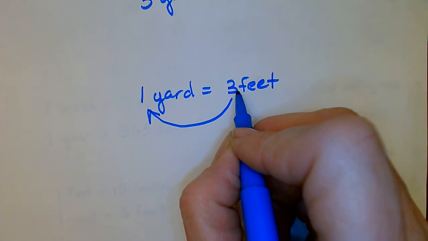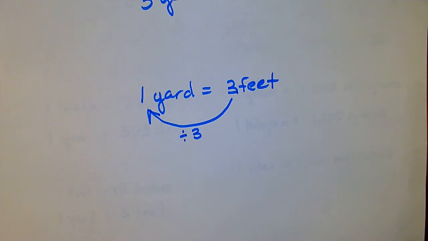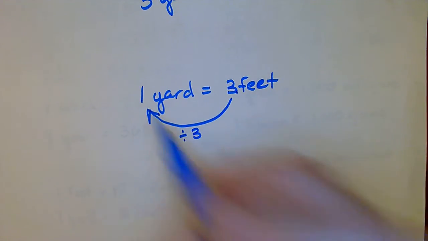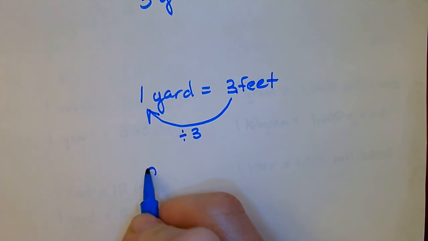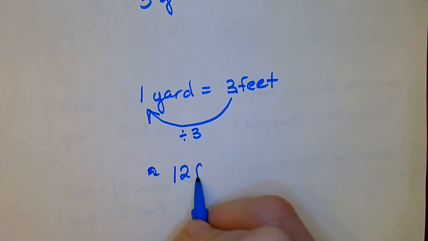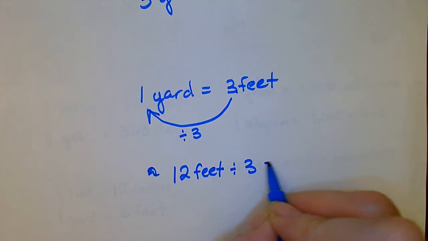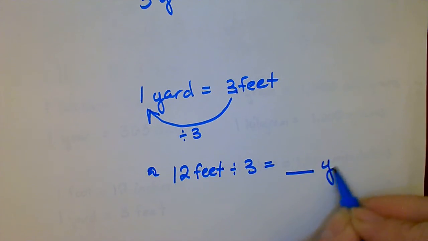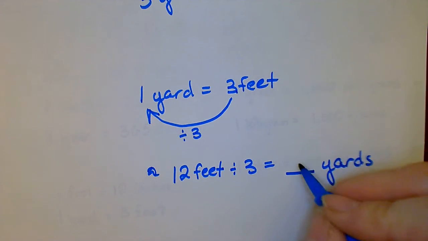And what's my rule? How do I turn a 3 into a 1? I divide by 3. So that's how I'm going to turn my 3 into a 1. I'm going to divide by 3. So if I had, what did I say, 12 feet, I would divide by 3 to figure out the number of yards. I'm going to have to pause and let the puppy go to bed in a second. And 12 divided by 3 is 4.